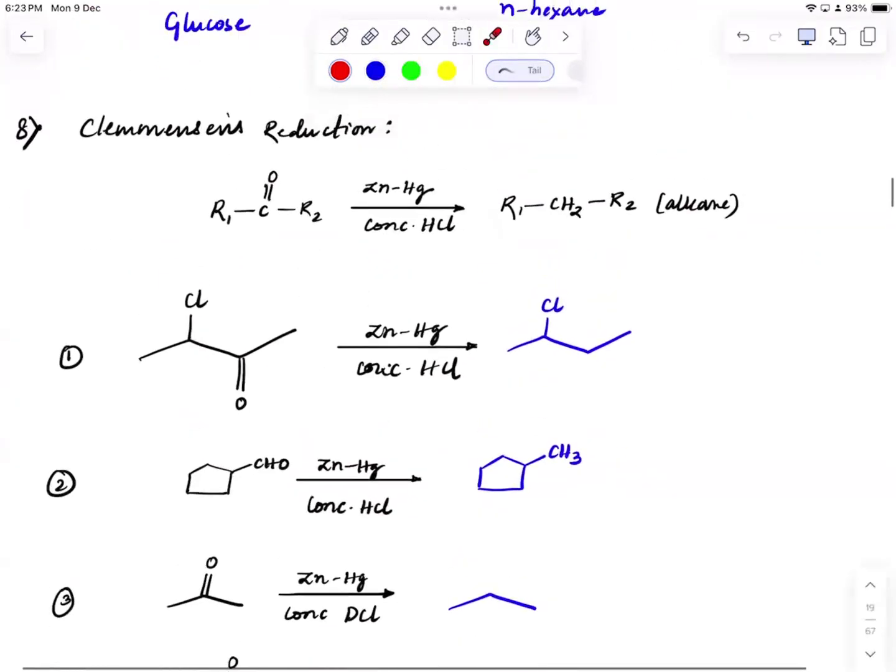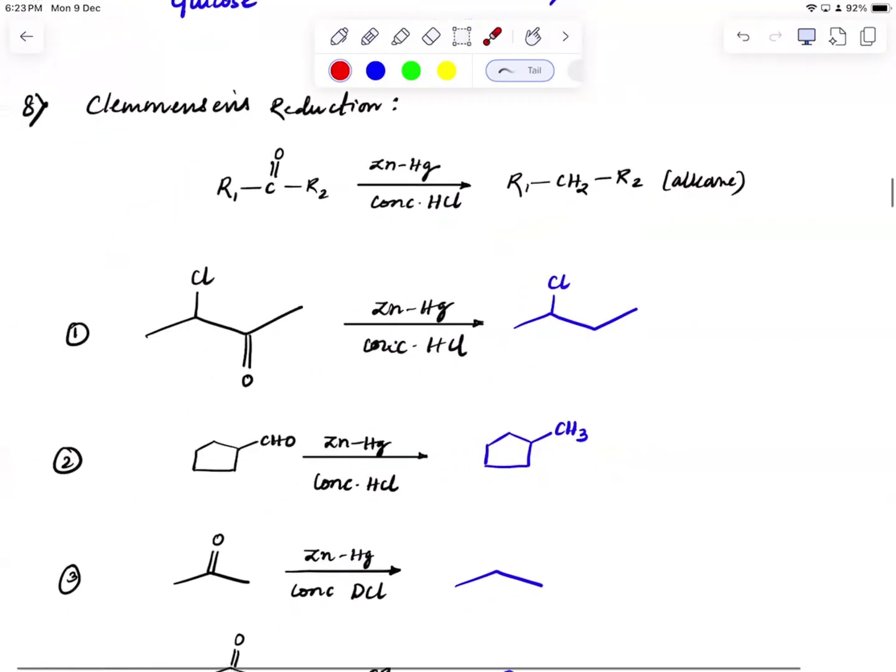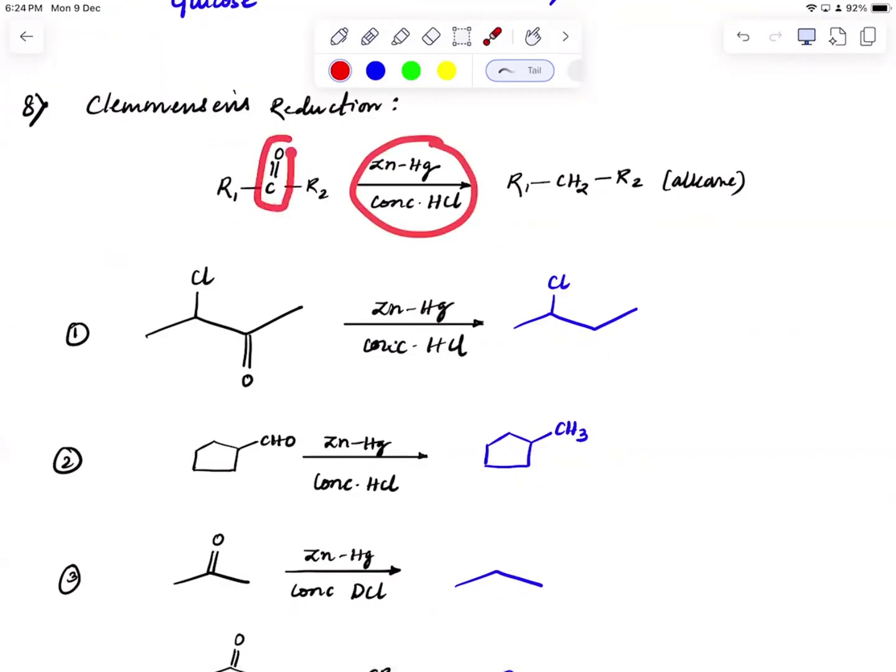Next, Clemmensen's reduction. Clemmensen's reduction is when you take zinc mercury amalgam and add concentrated HCl. Okay. So wherever there is an aldehyde or a keto form, that will convert into an alkane form. Again, the mechanism is not very appropriate to discuss now because it has a lot of applications in the aldehydes and ketones topic. As of now, we just need to remember that this reagent will be able to convert any aldehydes and ketones into alkanes.